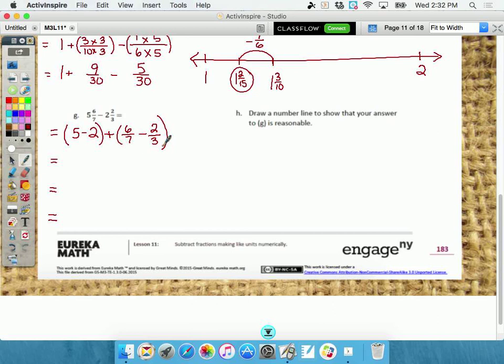So what is 5 minus 2? 3. Should we just multiply 7 times 3? Yes. So what is 7 times 3? 21. So that's the common denominator. 6 times 3 is? 18. And 3 times 7.